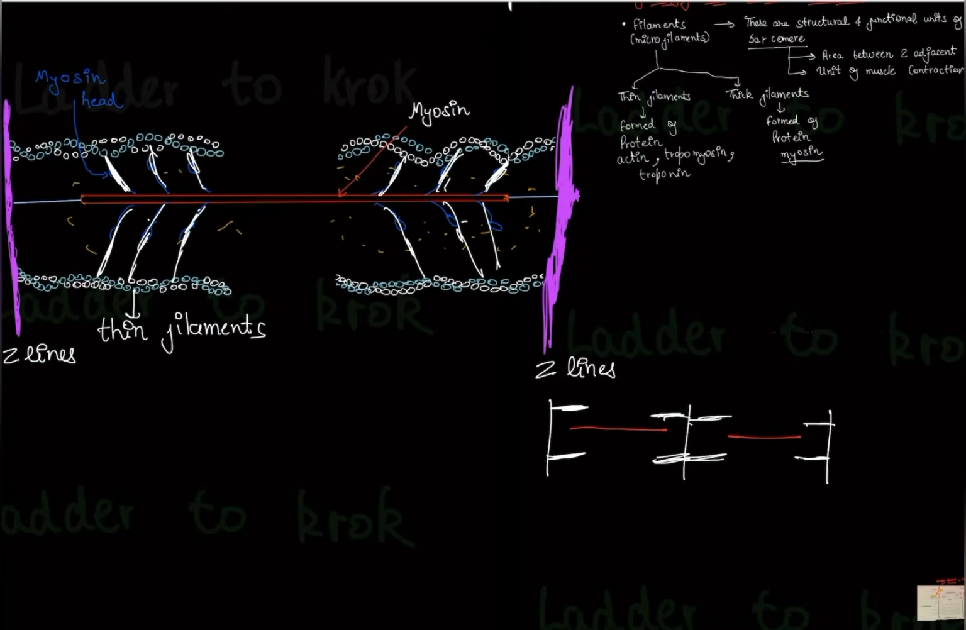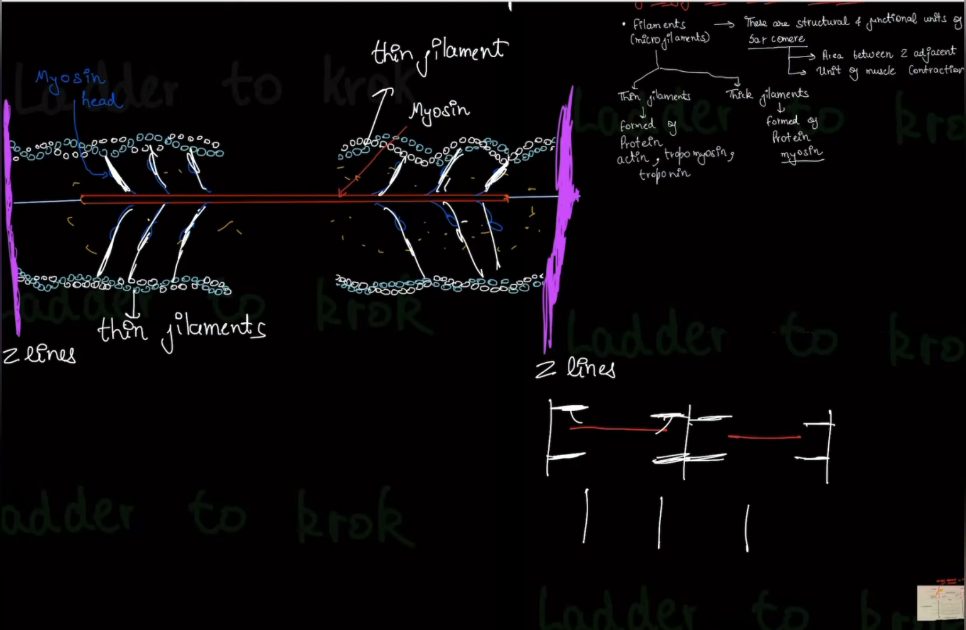So there is one question: which protein will move? Obviously the actin, or this thin filament, will move and come close to each other. I hope you are getting my point. They will move like this and come close to each other, and here the contraction will happen in the muscles.